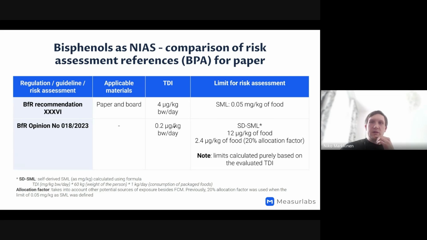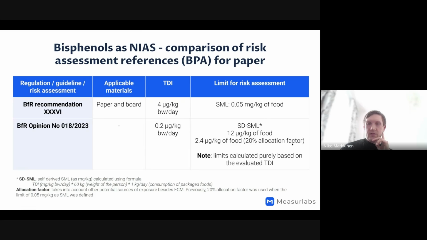And just one side note is that BFR has published an opinion in 2023, where they state that they don't agree with the very low limit from EFSA. And they have proposed a lower TDI than previously, but still 1,000-fold higher than EFSA did. And as just an academic exercise, if those limits would be used to calculate the specific migration limits as has been done before, just based on TDI, it would be 12 micrograms per kilogram of food. And if a 20% allocation factor is used, it would be 2.4 micrograms per kilogram of food. And you can see the formula at the end of the table.